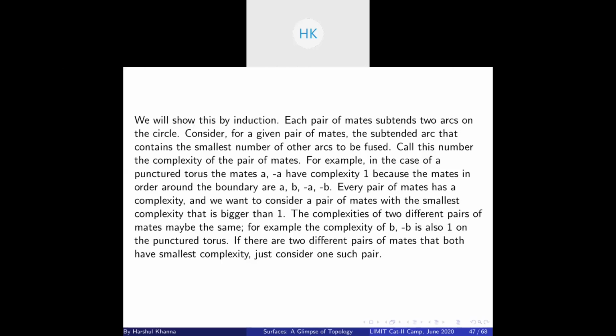Okay, so we see that we have to reduce the complexity to either 0 or to 1, right? That's our end goal. Now we induct on the complexity. Suppose we consider the mates which have the smallest complexity bigger than 1. We will show we can reduce it. Then since the complexity is a natural number, we will essentially reach 1 or 0 at some point of time, right? This is clear to everyone.